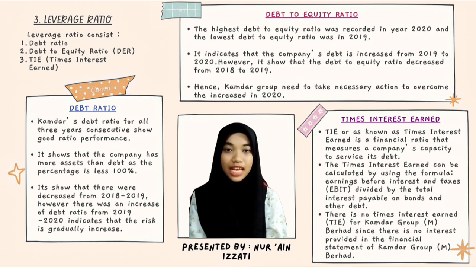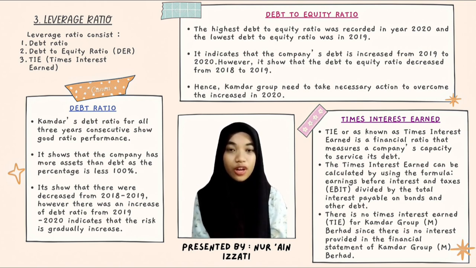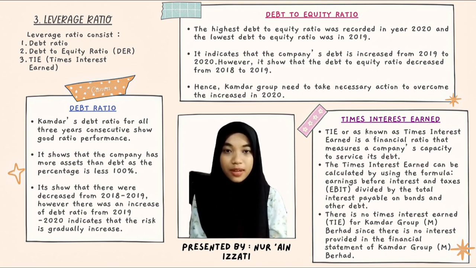Leverage ratio consists of debt ratio, debt to equity ratio and TIE, time interest earned. Kamdar's debt ratio for all 3 consecutive years shows good ratio performance. It shows that the company has more assets than debt, as the percentage is less than 100%. There was a decrease from 2018 to 2019. However, there was an increase in debt ratio from 2019 to 2020, indicating that the risk is gradually increasing.